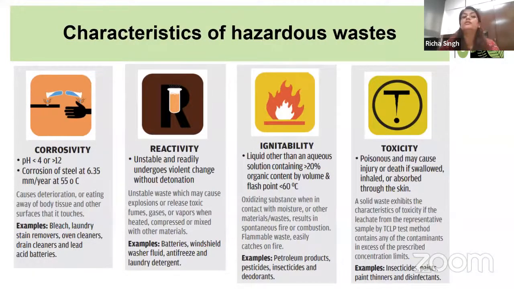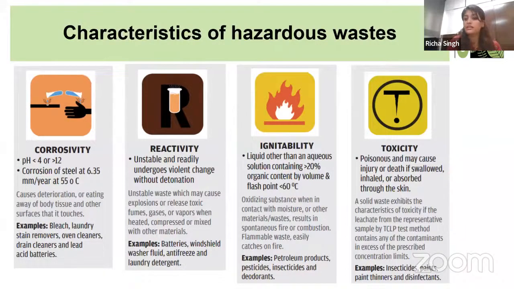So if we talk about the characteristics or the properties that particularly make an end of life product hazardous waste, it's very easy to remember. That's called the CRIT criteria, which stands for: C for corrosivity, R for reactivity, I for ignitability, and T for toxicity. Their definitions have been given in the rules. So corrosivity means anything which has pH less than 4 or greater than 12. So basically anything which is acidic in nature or alkaline in nature falls into the category of hazardous waste.